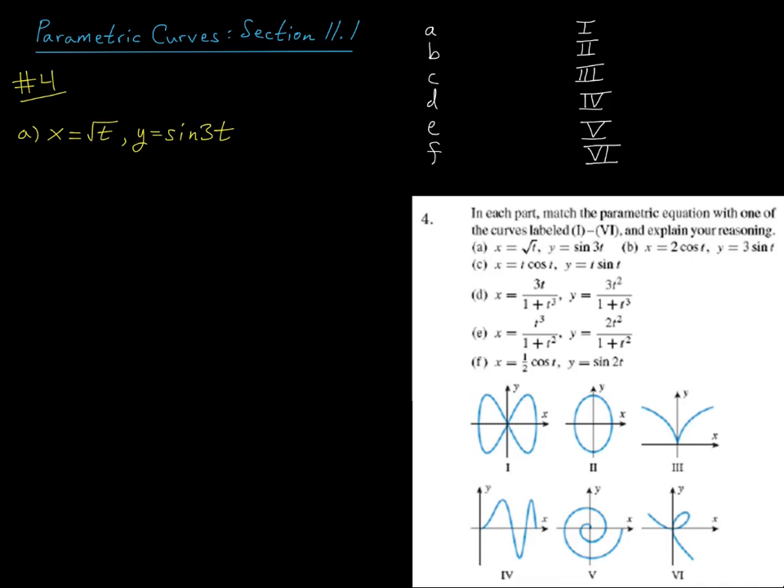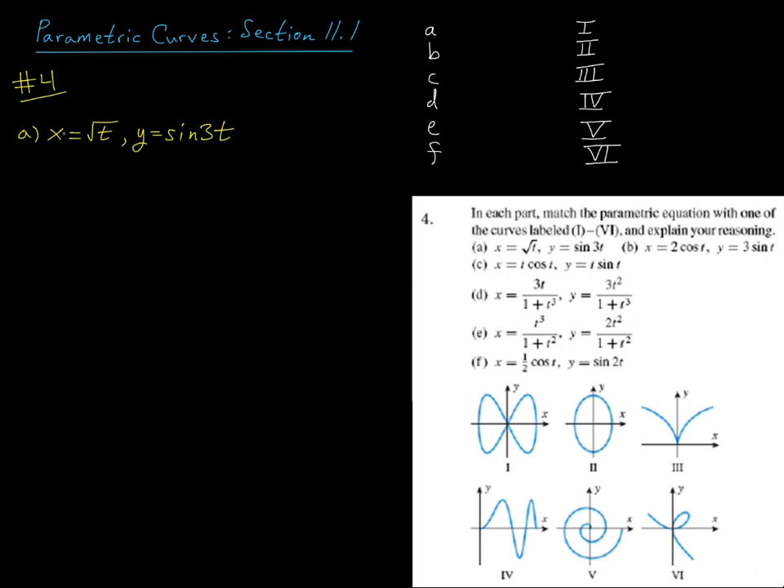Okay, question 4 says, in each part, match the parametric equations with one of the curves labeled 1 through 6 and explain your reasoning. Okay, so you see here for parts A through F, we're given parametric equations, and our job is to match each set of equations to the corresponding curves below.